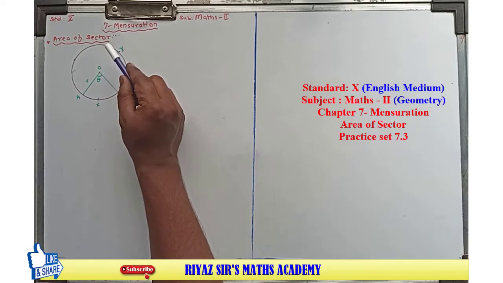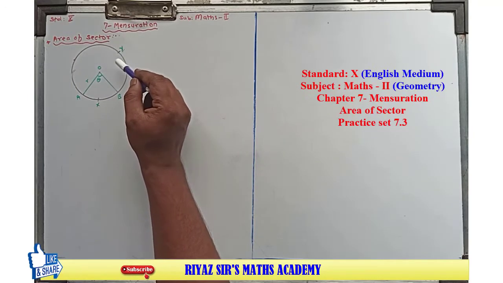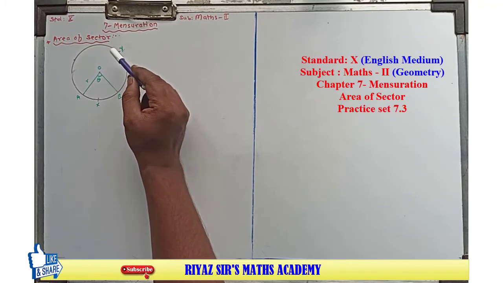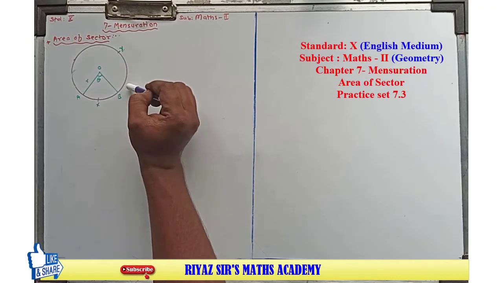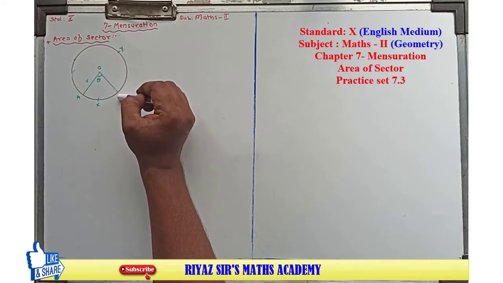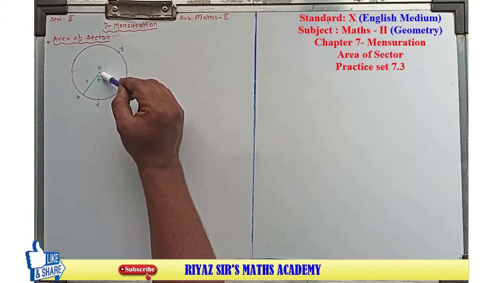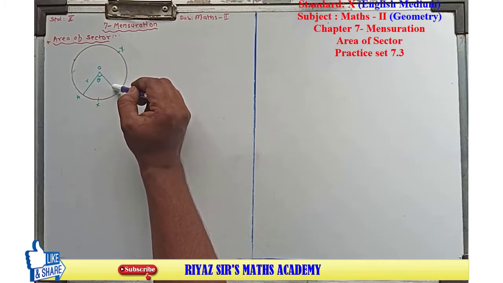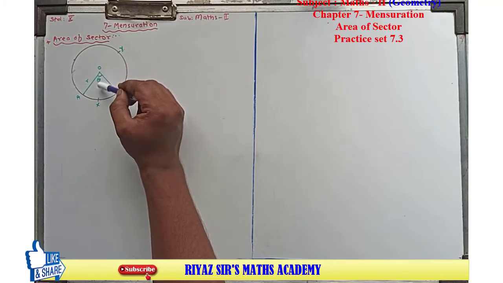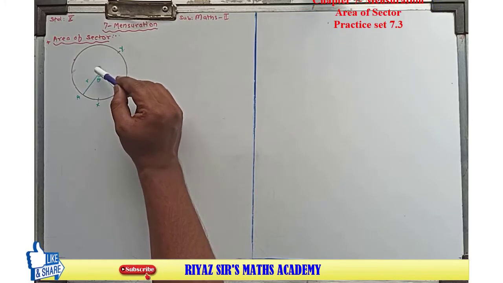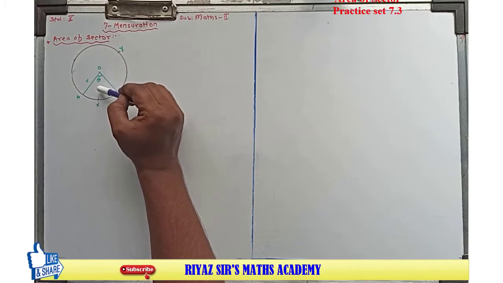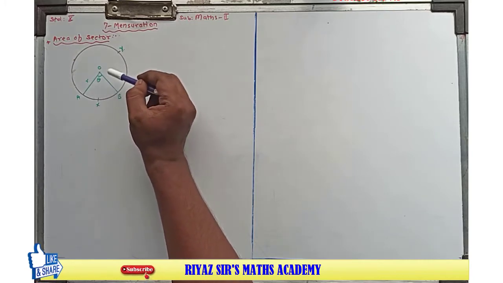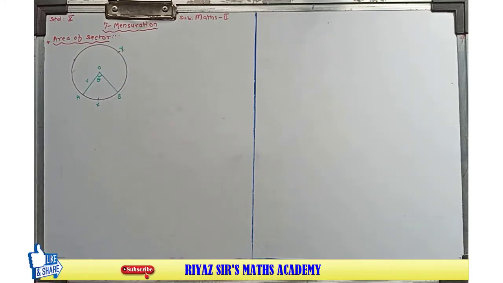Okay, so what is a sector? A sector is this: if a circle is given and AOB is its central angle, AOB is the central angle, then this circle is divided into two parts. One part is this one, and this is the second part. Then each part is called a sector.